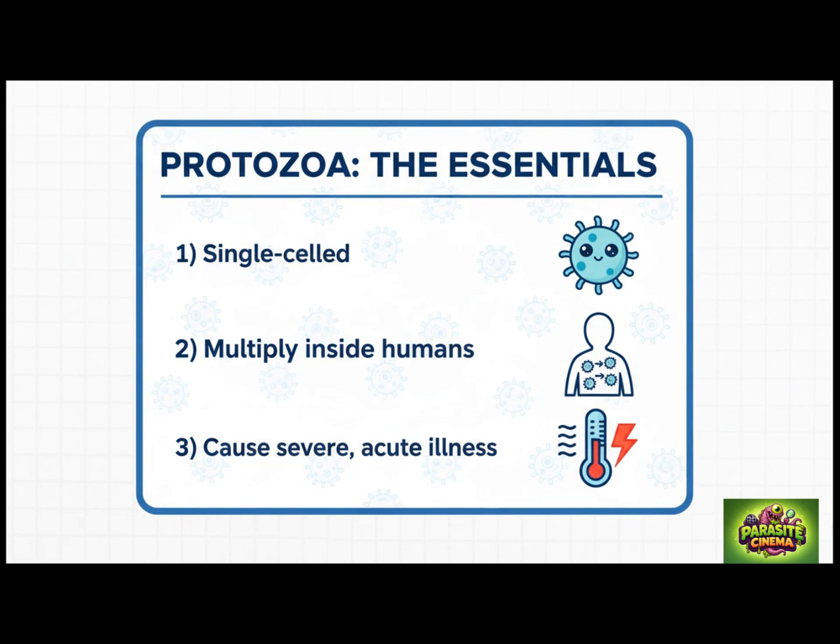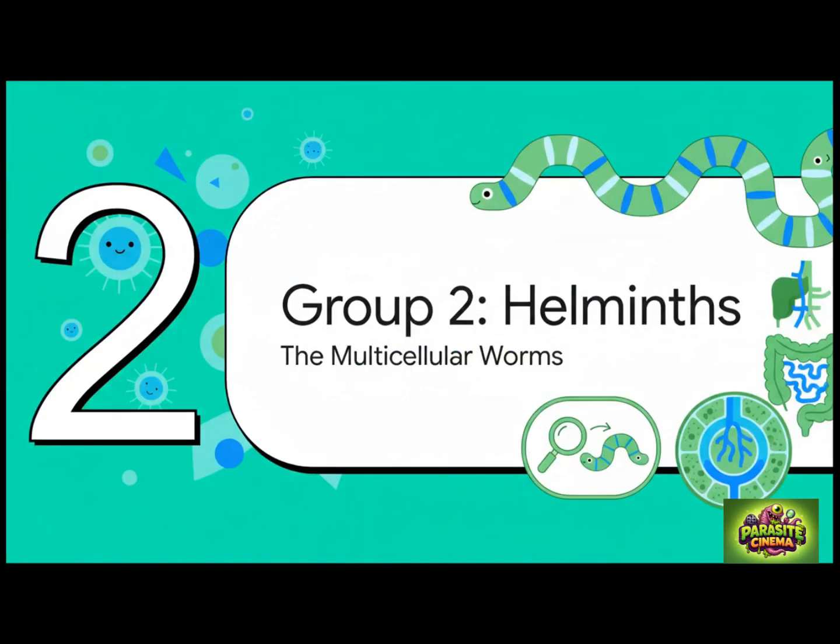So, let's wrap up the protozoa. Key takeaway: they are single-celled, they multiply inside the human body, and they're often responsible for acute, severe diseases. That's the core message for our first group. All right, let's move on to our second group and see how the picture changes.